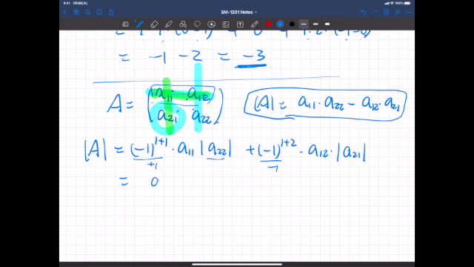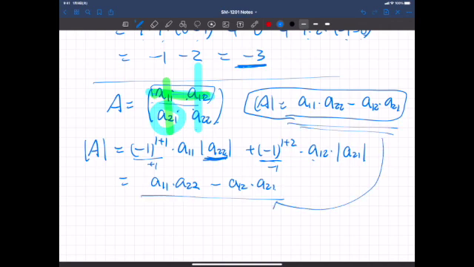So we have A1,1, and the determinant of a 1 by 1 matrix is just that number. So it's 1 times A2,2. And this one, negative 1 times A1,2 times A2,1, which is the same as the previous definition here. So they are consistent.